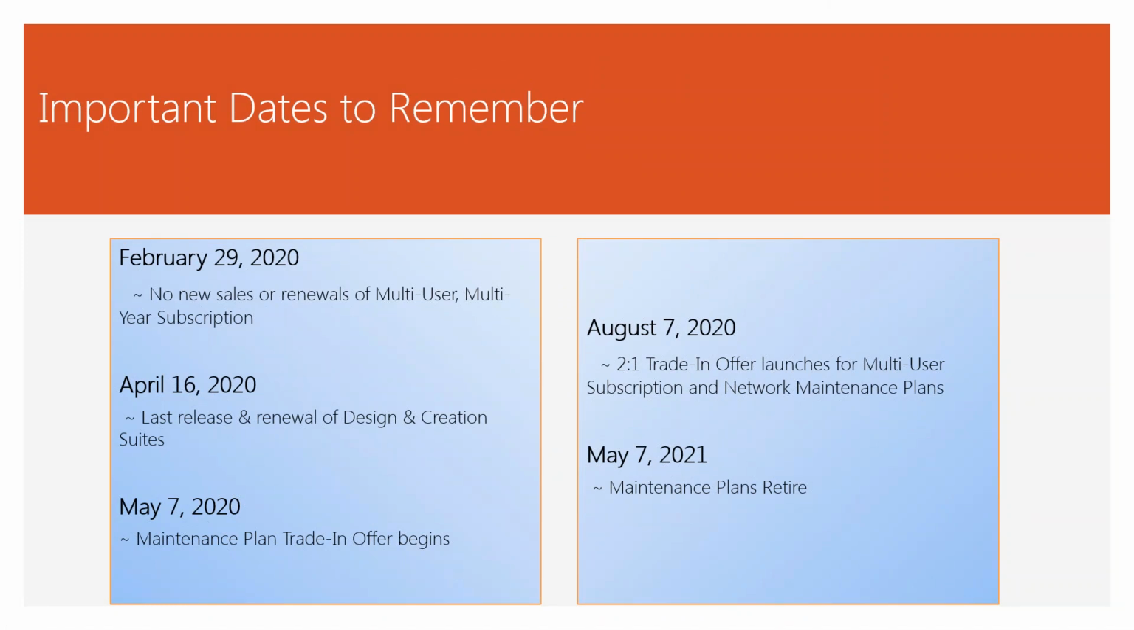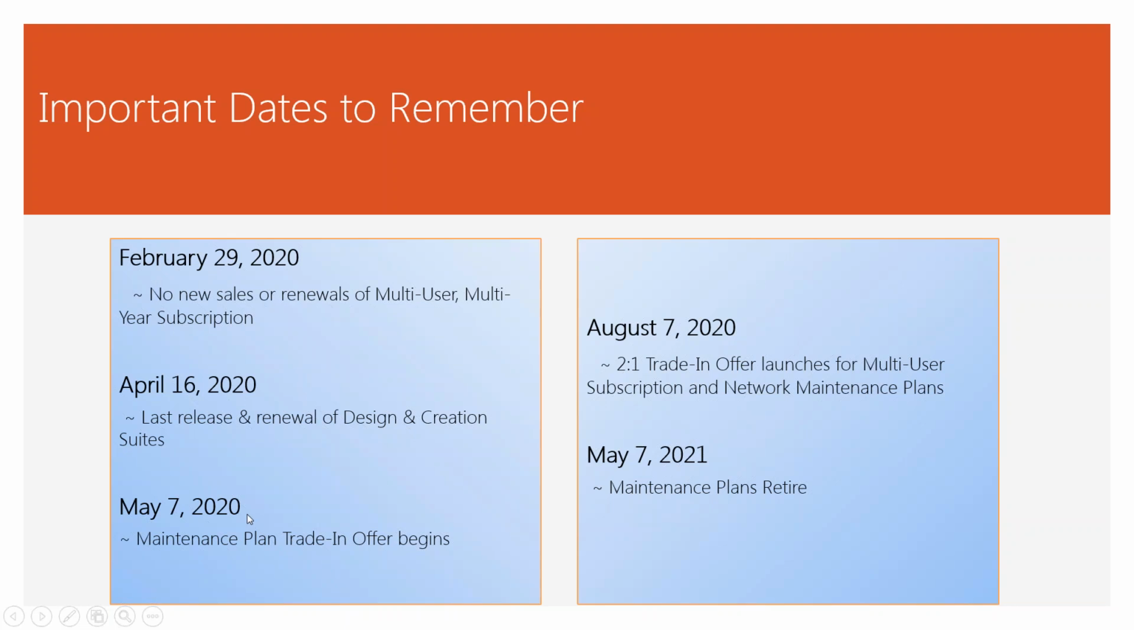So these are just important dates to remember. A lot of these dates are past, so they're really not important to remember now, I guess. February 29th, no more sales of multi-user subscriptions. And back in April, they stopped the design and creation suites, and maintenance paid trade-in offers started for people on maintenance plans. You can trade it in for a subscription license.